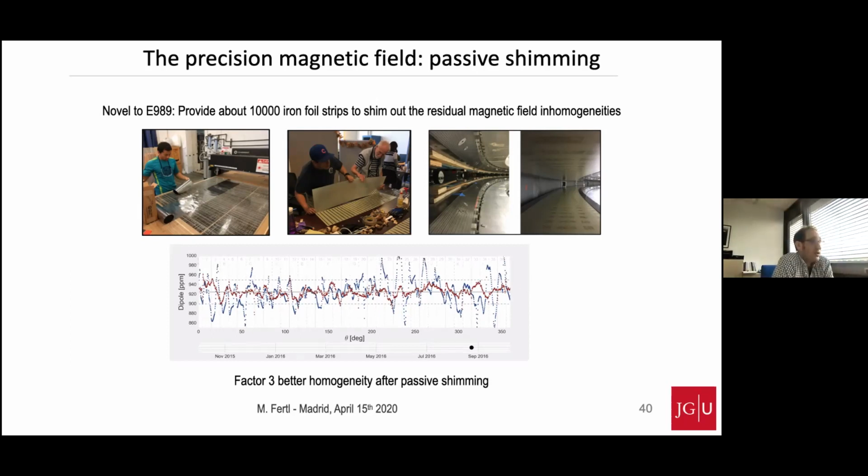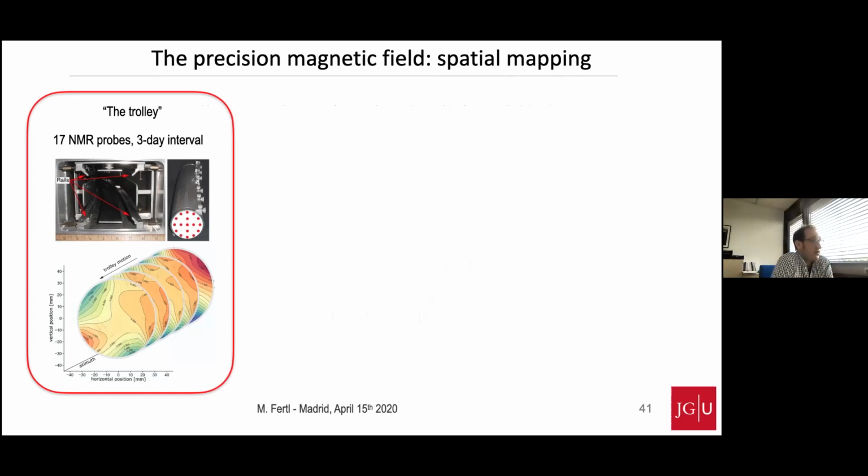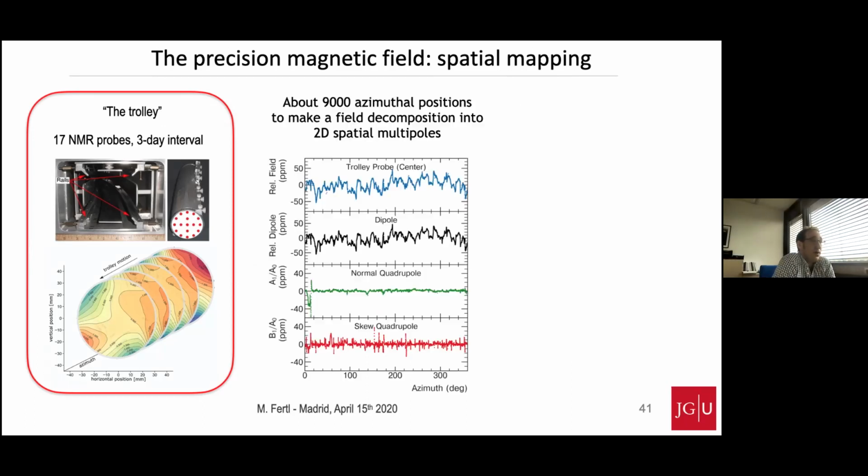The trolley that I mentioned is pulled around the magnet every 3 days. The information we get from these 70 probes, we then decompose in so-called 2D spatial multipoles. So we have a description of the magnetic field in terms of a dipole component, a normal quadrupole component, which is a change of the magnetic field strength from the left to the right, and skew quadrupole components shown here. There are higher order components that we take into account.